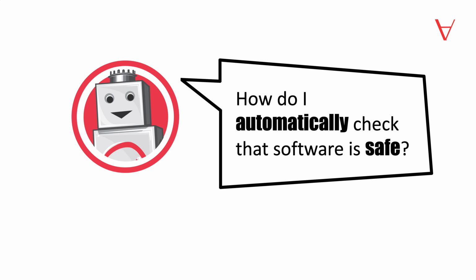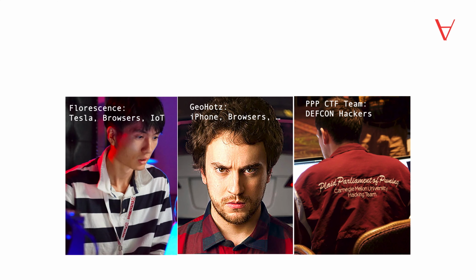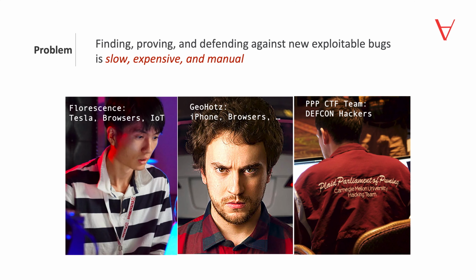Now, at a high level, all the research, all the practice of software security comes down to one fundamental question. How do I automatically check that software is safe? The reason that we want to do this is even though there's a number of human experts, people like Fluorescence, GeoHot, Hacking Team, and if you don't know these people, look them up. They're amazing. But these are really the best of the best. The people who can take any application you give them and find a flaw that allows them to gain access. The reality is the number of people who can find, prove, and ultimately defend against new exploitable bugs is pretty small, which means it's slow, expensive, manual and unscalable.